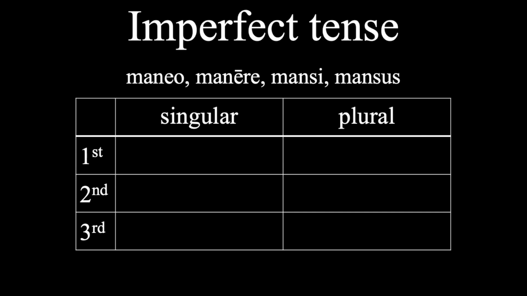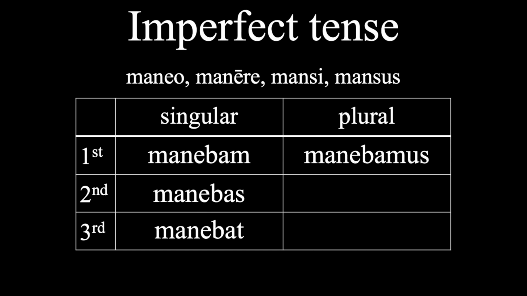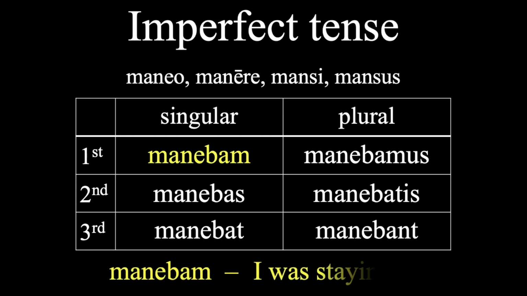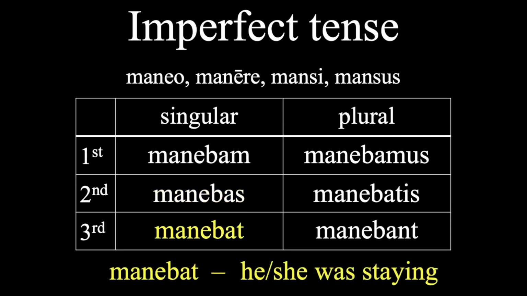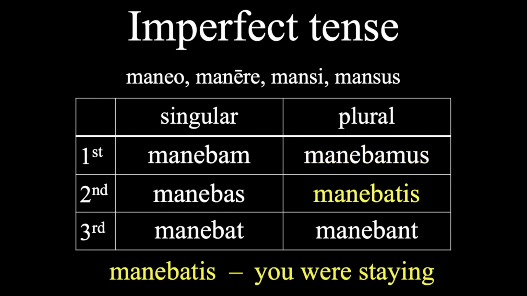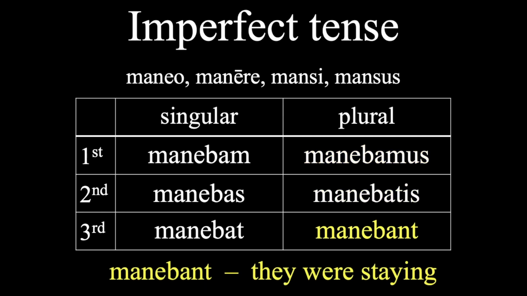All right, now a second conjugation verb. We'll use manere, meaning to stay. As we did before, we drop the re, add the ending, and we get manebam, manebas, manebat, manebamus, manebatis, and manebant. In English, we would have I was staying, you were staying, he or she was staying, we were staying, you were staying, and they were staying. Again, they stayed would be an acceptable translation as well.